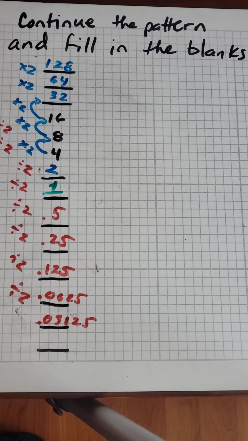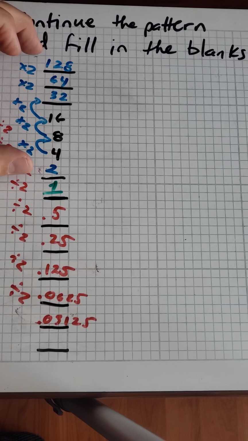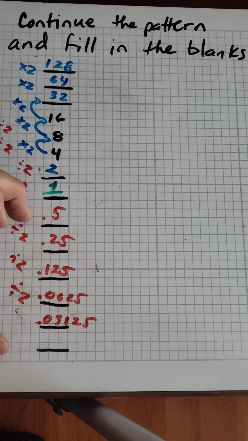Notice I got some color coding here. I've got the numbers on top that are blue, the numbers on bottom are red, and then right there in the middle is green. All right, so I'm going to pause it for a moment. I'm going to put up another pattern and have you guys see if you can figure out what that pattern is.